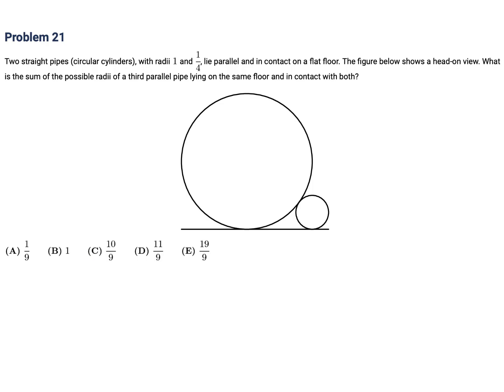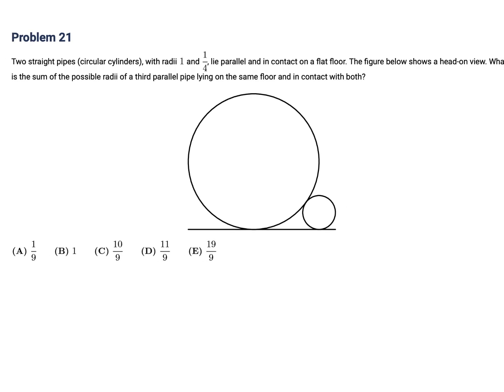Two straight pipes, circular cylinders with radii 1 and 1/4, lie parallel and in contact on a flat floor. The figure below shows a head-on view. What is the sum of the possible radii of the third parallel pipe lying on the same floor and in contact with both? All right, so first we have to figure out what the possible scenarios can be.